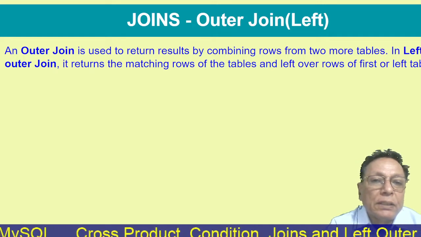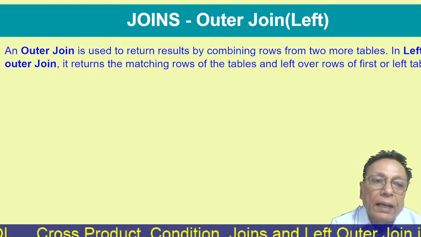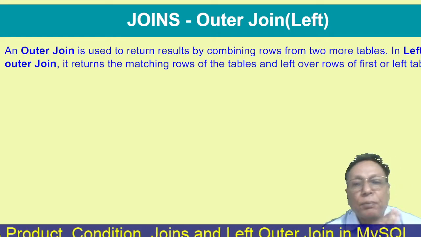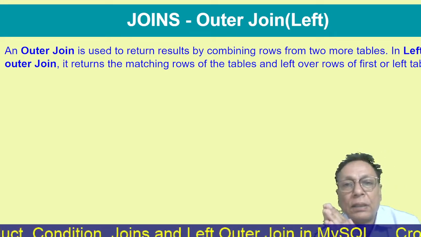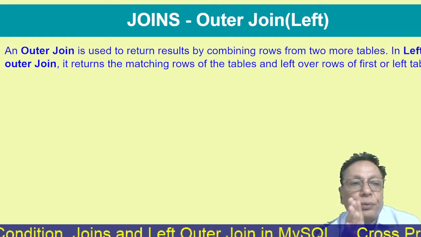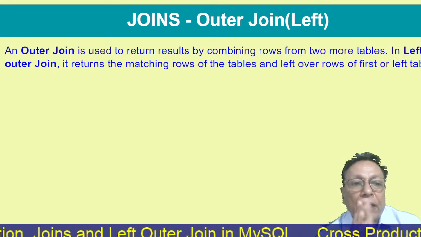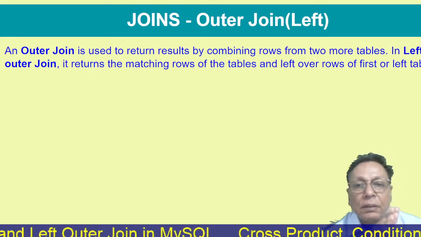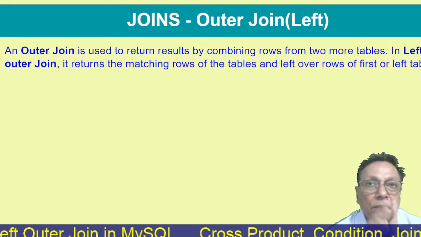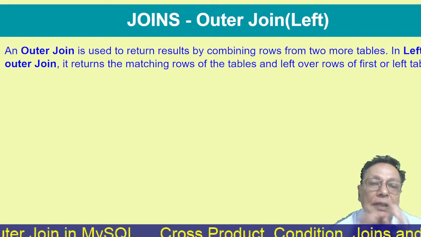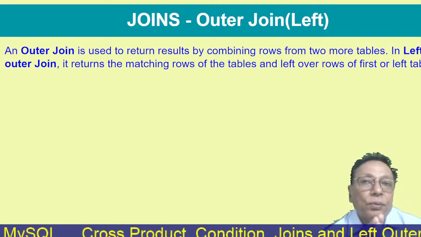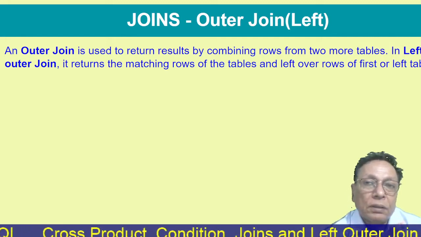So what is basically an outer join? An outer join is used to return results by combining rows from two or more tables. What happens in left outer join? It returns the matching rows of both the tables, whichever records are matched in both the tables, and in addition, the leftover rows of the left table.